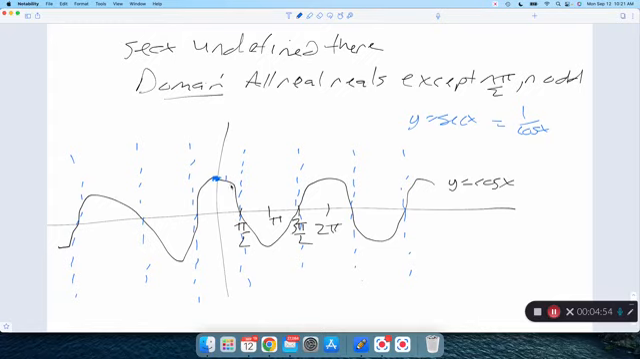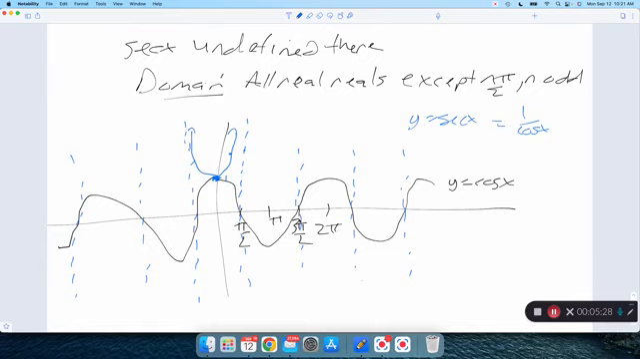What about, I don't know, maybe a spot in here? Like maybe 60 degrees, pi over 3. Cosine of 60 degrees, pi over 3 radians, is a half. So that's about here. What's 1 over a half? That would be 2. See, as cosine is going down, 1 over that would be going up. Secant will be going like this. And same thing back here.